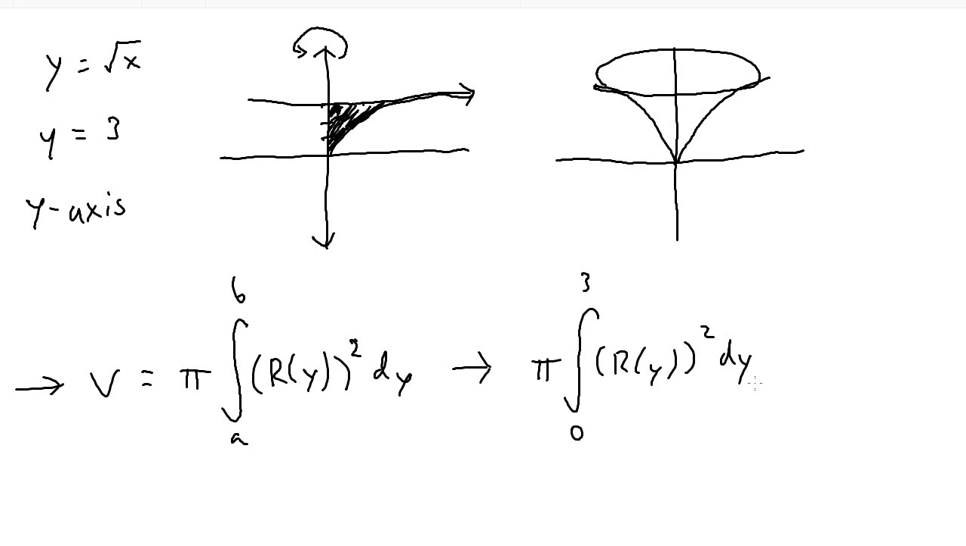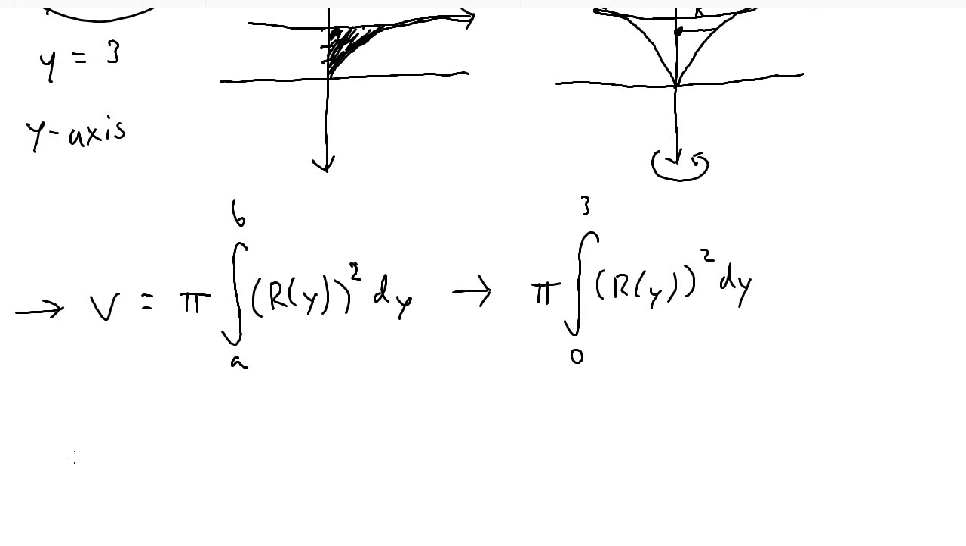In order to find the radius, it's just going to be the function. The axis of rotation is the y-axis, since we're rotating around the y-axis. So we start from the axis of rotation and go out to the function, and that will be our radius. The function we're going out to is y equals the square root of x.